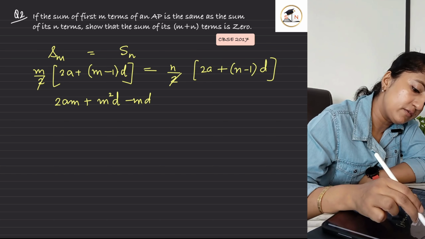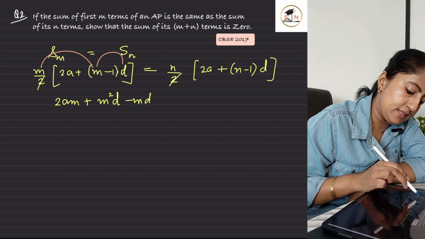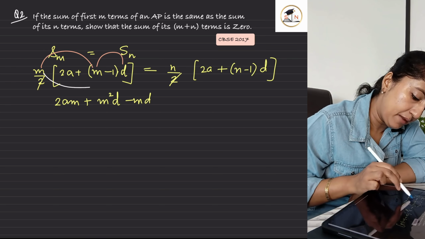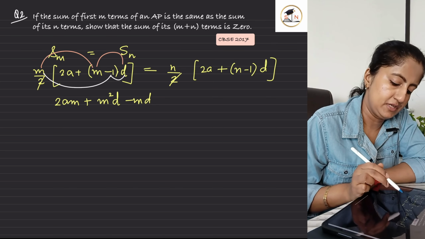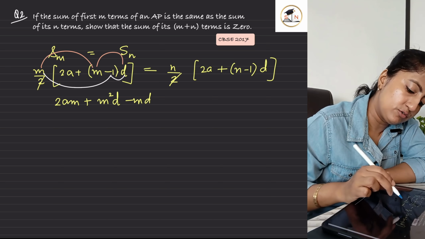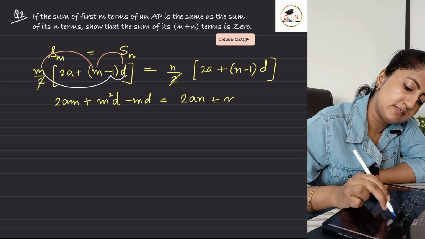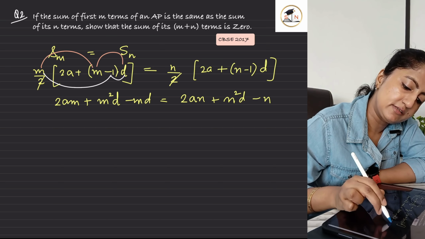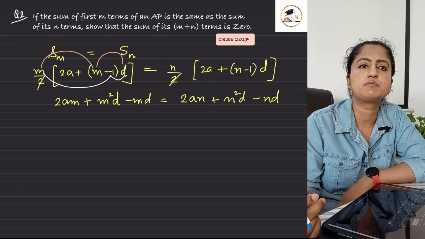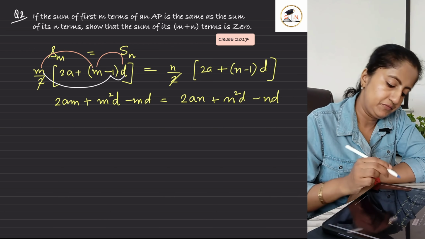What I have done over here, I have multiplied m and d together. So this goes, and the other way, I had multiplied m over here and d over here also. That gives me m square d minus md. Now, similarly, I'm going to do the right hand side also, which gives me 2an plus n square d minus nd. Now, what I'm going to do, I'm going to collect the terms belonging to a on one side and terms belonging to d on the other side.